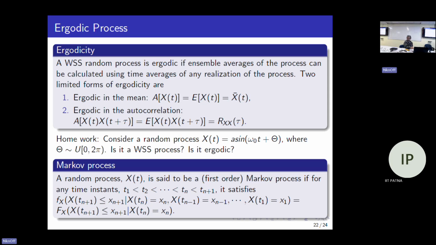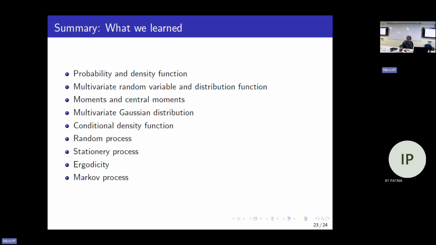So then we summarize. So what did we learn? We learned about the probability density function. We learned about multivariate random variables. We learned about moments and central moments. We learned about the multivariate Gaussian distribution. We learned about conditional density. We learned about random processes, stationary processes, WSS, ergodicity, and the Markov process. So I think this is a sufficient introduction to go ahead.